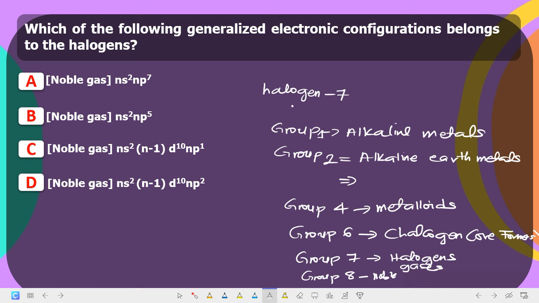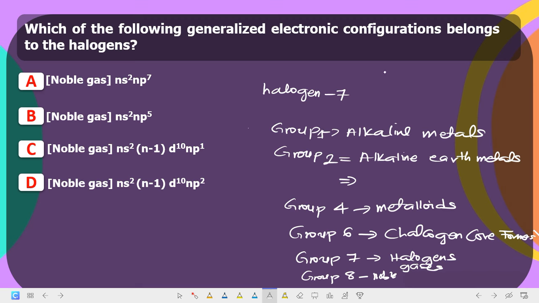Now, like I told you before, the group number gives us information about the valency. So if an element is in group 7, it means that that element has how many valence electrons? 7 valence electrons. And the halogens are the main group elements. They have 7 valence electrons. So let's begin to eliminate.